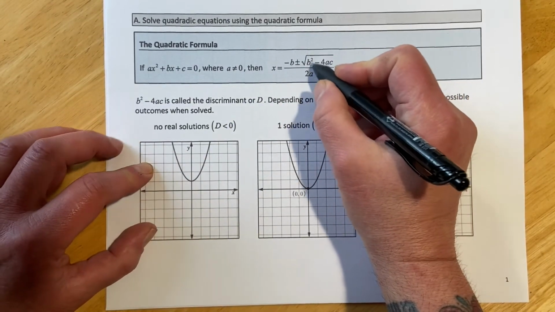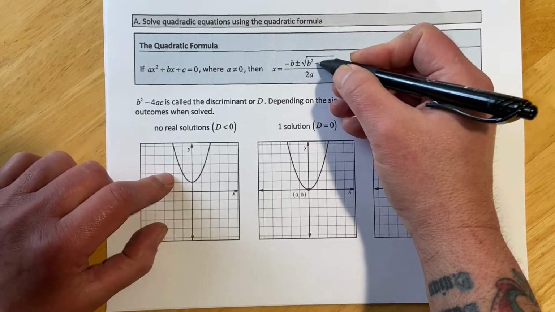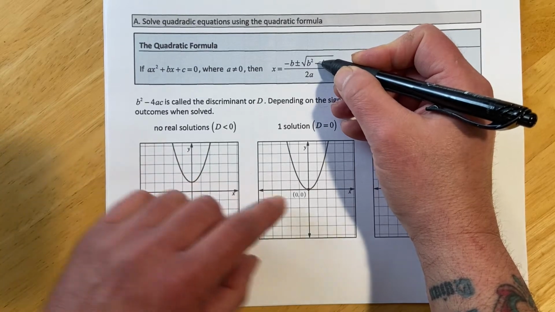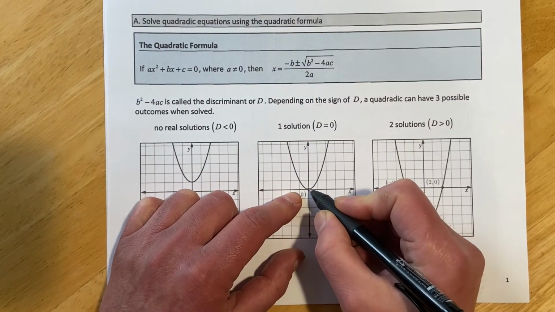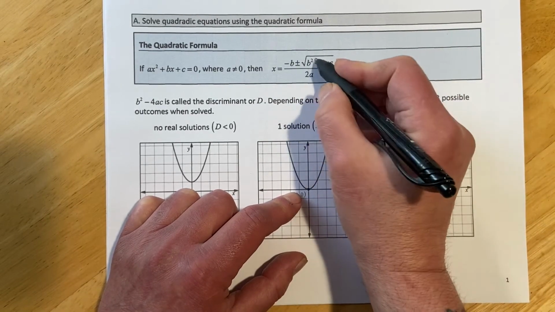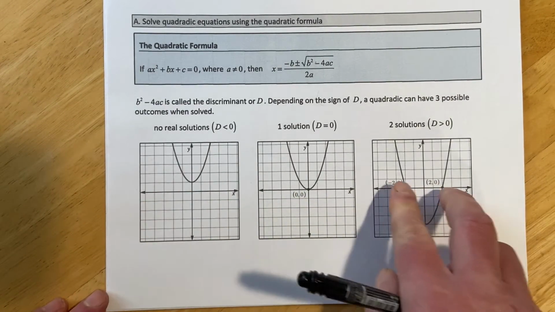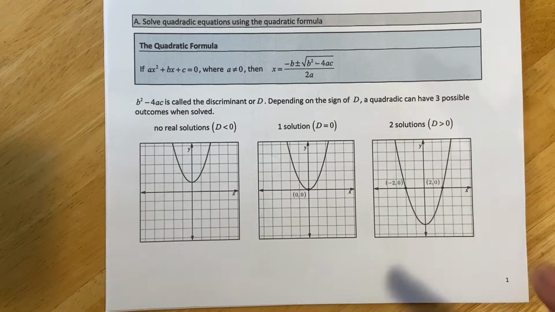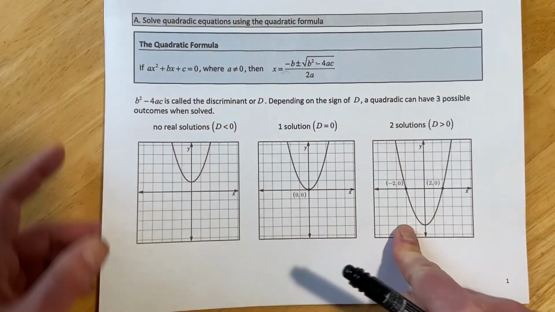If this chunk of math is negative, then it would be an imaginary number, and I have this situation. If it is 0, then what I have is negative b over 2a, and I have that point right there. If it is positive, then I have plus or minus two different values, and that's the situation where we're getting two different intercepts. So that's the geometry behind what the quadratic formula actually is.